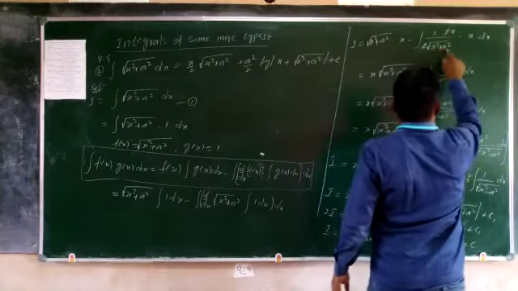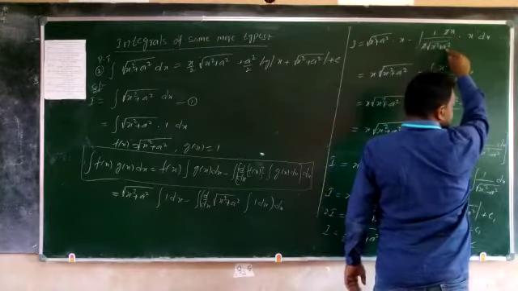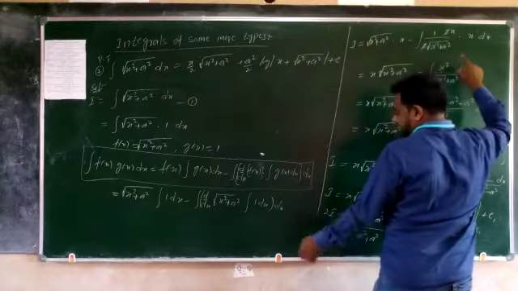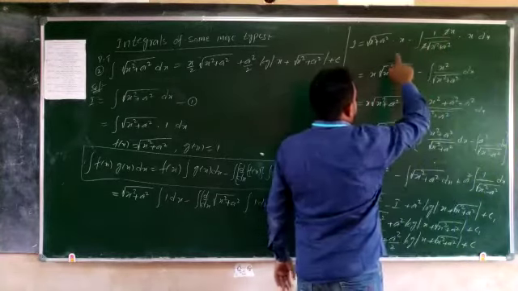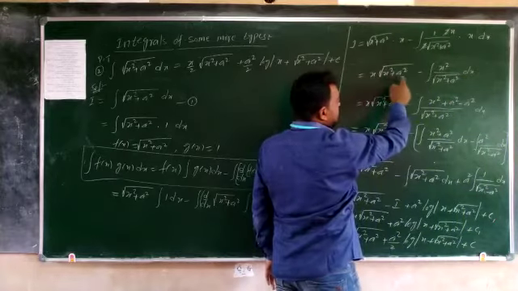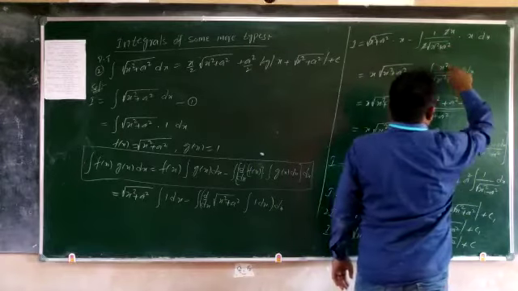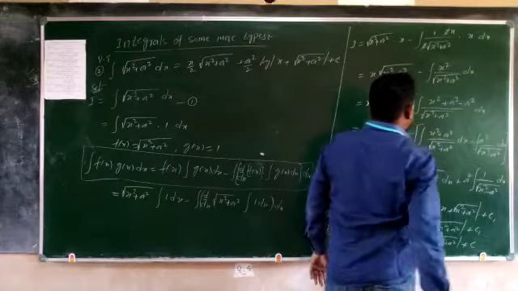Next, x square plus a square derivative we need to write. x square derivative is 2x, a square derivative is 0. 2x plus 0, 2x only, we have written. Next, integration of 1 dx is x. The 2 gets cancelled. Remaining: x into under root of x square plus a square minus integration of x into x, x square divided by square root of x square plus a square.